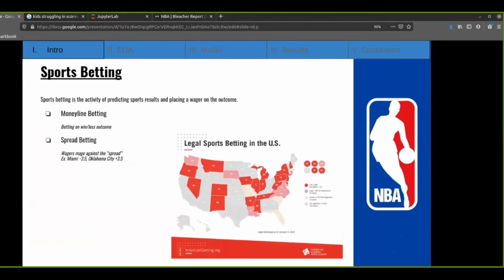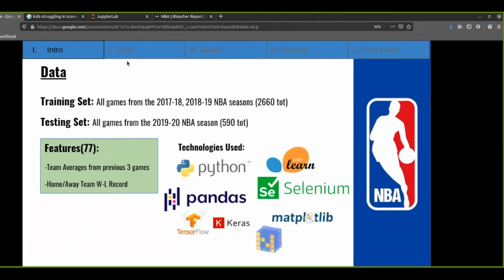There are two major types of sports betting. There's money line betting and spread betting. This model is trained just on money line betting, where it's going to guess the winner of the contest and not the point spread. And for those interested, here's a map of where sports betting is legal. It is legal in about half the US, and you can see it's legal in the New York and New Jersey tri-state area.